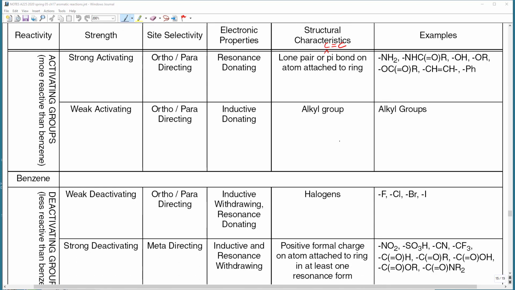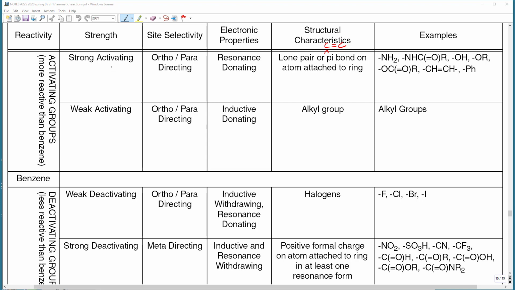This table summarizes all of the substituent group effects. It's arranged from activating to deactivating. In other words, how is it going to affect the reactivity? We go from the highest increase in reactivity, we call that a strong activating group, down to a weak activating group. We have benzene in the middle because, remember, activating is always compared to benzene. Then we have weak deactivating groups, which only make the ring a little bit less reactive than benzene. And then we have strong deactivating groups.